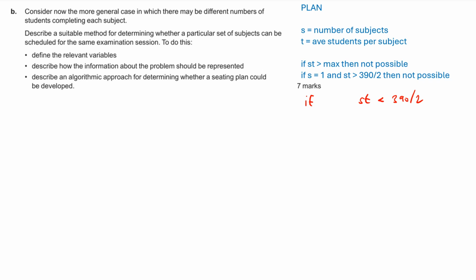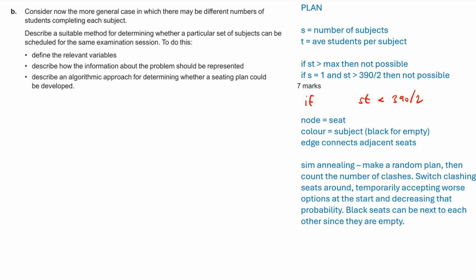So considering those edge cases shows that we've thought about it, it also leads us to think about empty seats, which I think is one of the slight variations on this thing as a simple graph coloring problem. Well, I've got our idea of mapping nodes as seats, subjects are colours, and I've mentioned black is going to be an empty seat. Edges connect adjacent seats. Now, the first time I wrote this, I thought, well, let's go simulated annealing, random number of plan. Yeah, this is all the same stuff. I've mentioned black seats can be next to each other because they're empty.